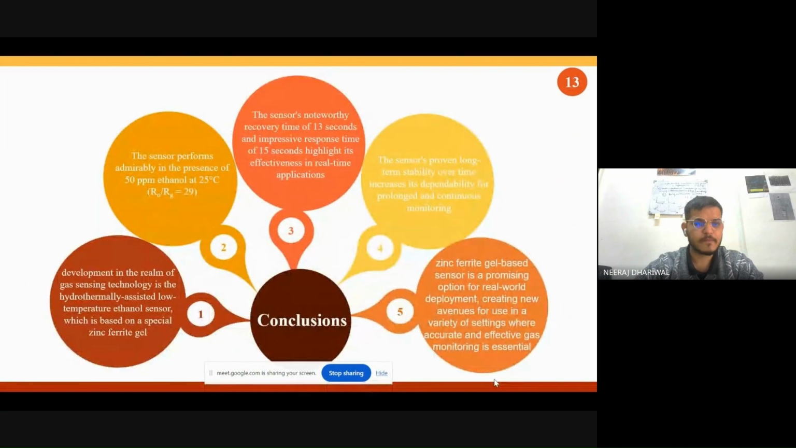Now, coming to the conclusion, we have developed the ethanol sensor based on zinc ferrite gel. It has a high response of around 29 (Ro/Rg is 29 at 25 degrees Celsius for 50 ppm), fast response and recovery time, and higher durability and stability, so the sensor can be further used for different types of applications as well.